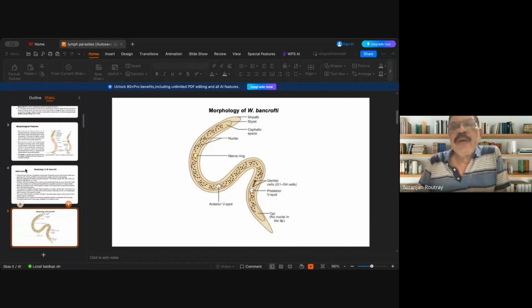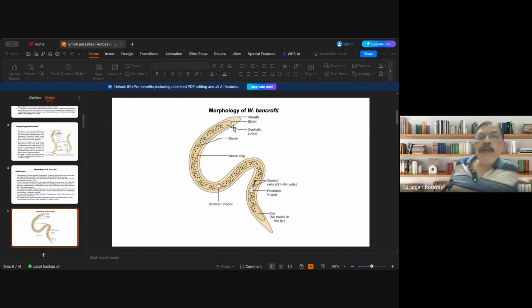So here in the morphology, you can see the syncytial epidermis. You can find numerous nuclei present here, the nerve ring, and the sheath covering, and the stylet. This is the anterior end where you find the stylet. It serves for entry into the host body, and this is called the cephalic space. And here in the posterior region you can find the genital cells, which are responsible for the development of the gonads. And the tail has no nuclei in the tip.